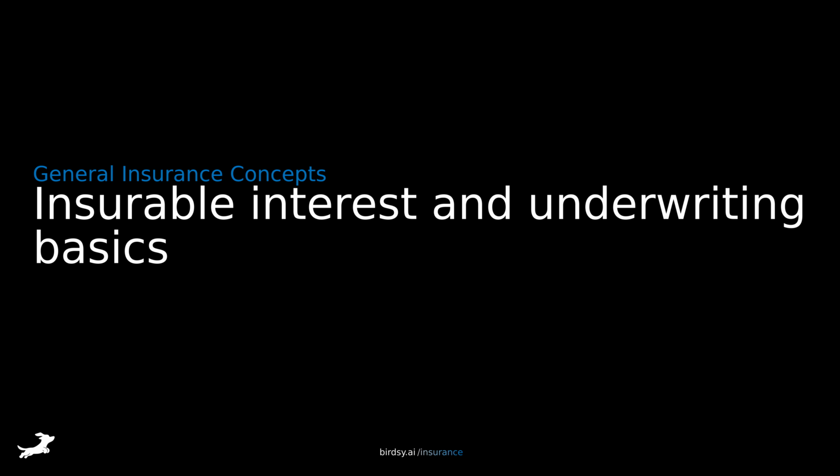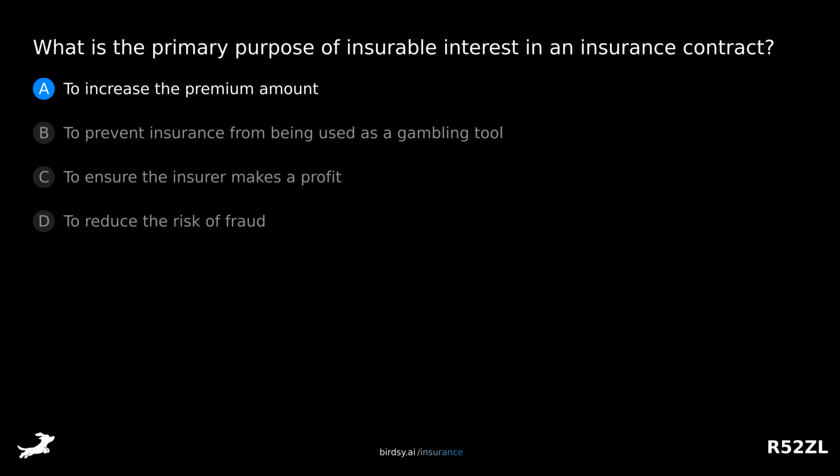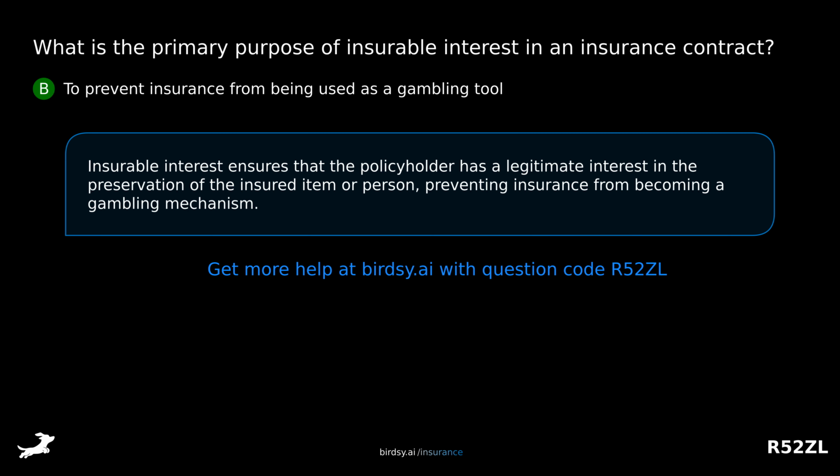Insurable interest and underwriting basics. What is the primary purpose of insurable interest in an insurance contract? Is it A, to increase the premium amount, B, to prevent insurance from being used as a gambling tool, C, to ensure the insurer makes a profit, or D, to reduce the risk of fraud? The answer is B, to prevent insurance from being used as a gambling tool. Insurable interest ensures that the policyholder has a legitimate interest in the preservation of the insured item or person, preventing insurance from becoming a gambling mechanism.